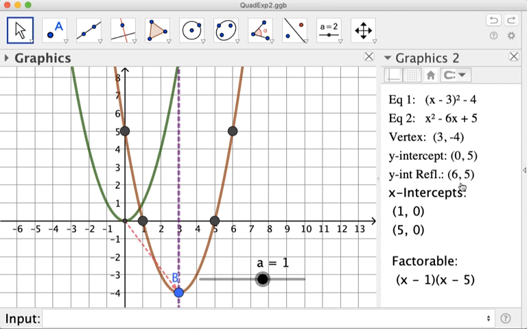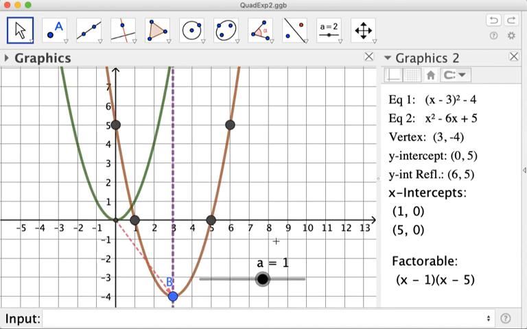And so this x value here is just always going to end up being double the x value of the vertex. So these 5 points are 5 points that we can use to plot a graph of a quadratic when we're given the equation and we're not given the graph, and we need to sketch that graph for ourselves.